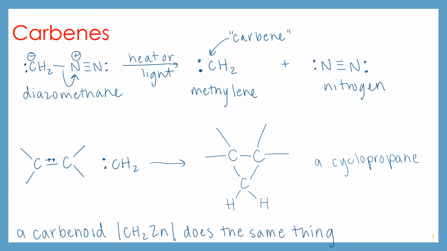Now, if you add an alkene to a carbene, you're going to end up creating a cyclopropane through a pretty similar mechanism to what we saw previously with halogenation. So you have a cyclic attack of electrons. Carbenoid species, such as the carbene and zinc compound here, do the same thing.